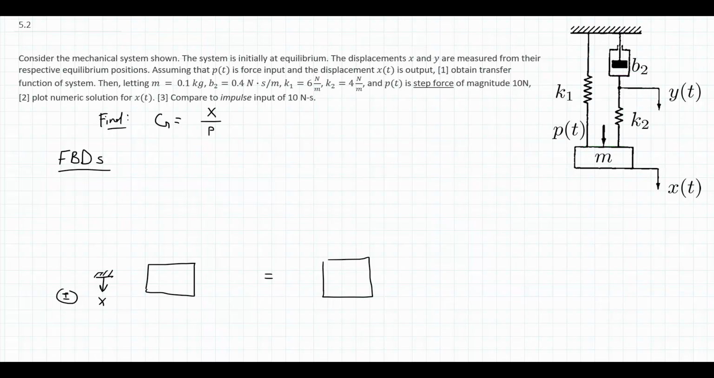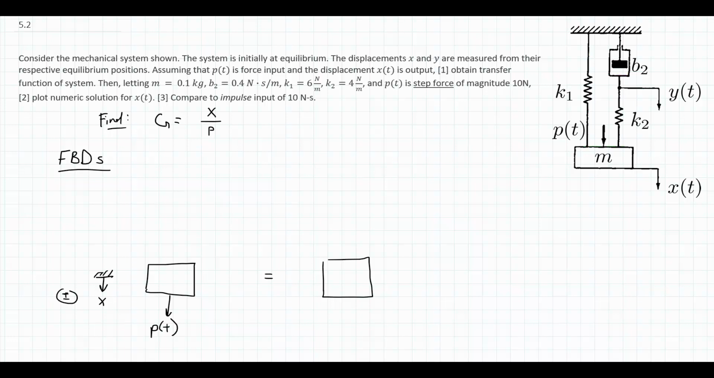Now I want to put all of the forces that act on my mass m. So I'm going to see that it is directly attached to K1 and K2. It is also being affected by this force P of t. I'll start with the external force first to make sure that I include it here. So it is defined as positive down, so I have that P of t.